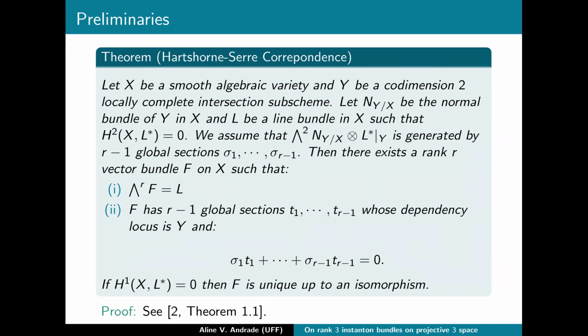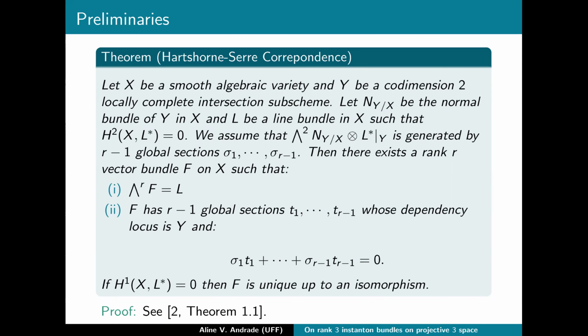We will assume that this wedge power is generated by global sections. Remember that r is the rank of the vector bundle that we want to define, okay? So there exists a rank r vector bundle such that its r-th wedge power is equal to our line bundle. And this bundle has r-1 global sections whose dependency locus is Y, and we have this vanishing over here. And moreover, if this first cohomology is equal to 0, then F is unique up to isomorphism.